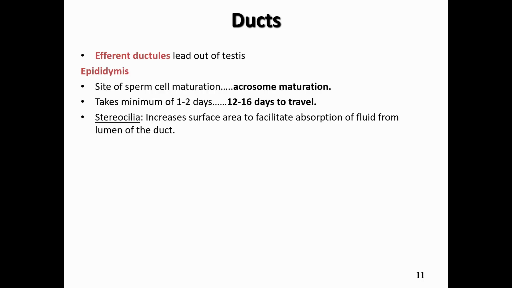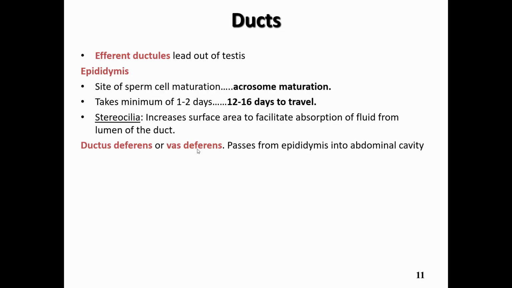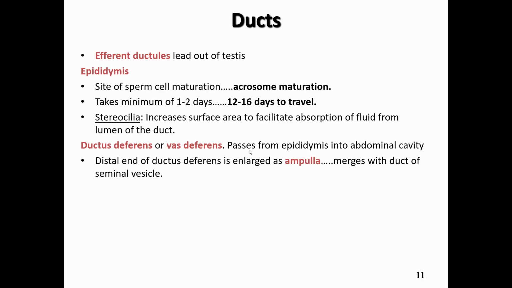through the epididymis. The motion of the sperm cells and the fluid through these ductules, or small tubes, occurs through what's called stereocilia, these hair-like projections, which increase the surface area. That helps not just to move the sperm cells through these ductules, but also to absorb fluid from the lumen of that duct. The ductus deferens or vas deferens, and I put this here to show that these terms are used interchangeably, passes from the epididymis into the abdominal cavity, and this is the passageway for sperm cells.